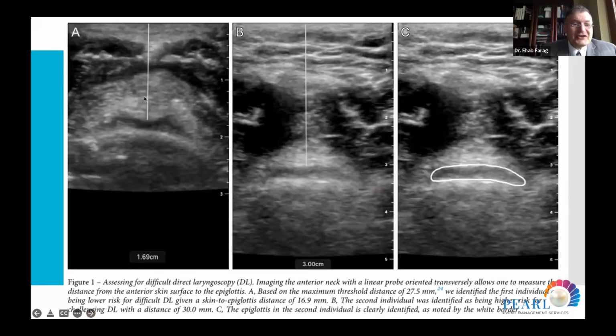This is another image. This patient has 1.69 and this patient 3 centimeters, and it is highlighted here, the epiglottis. This can also predict, and this is B and C in the same patient, of course, predicting difficult intubation.